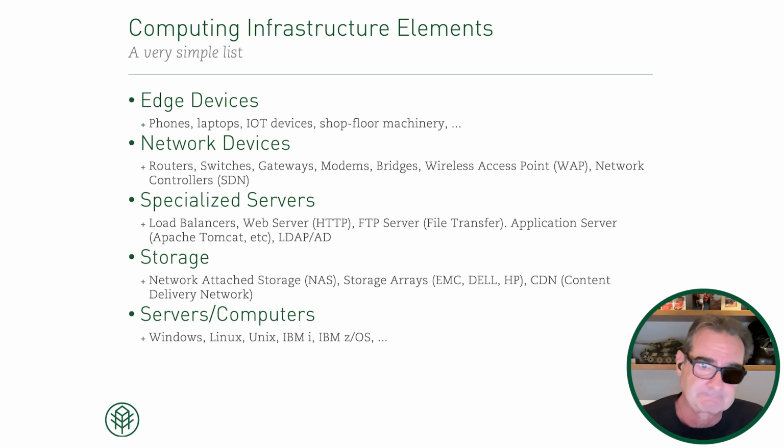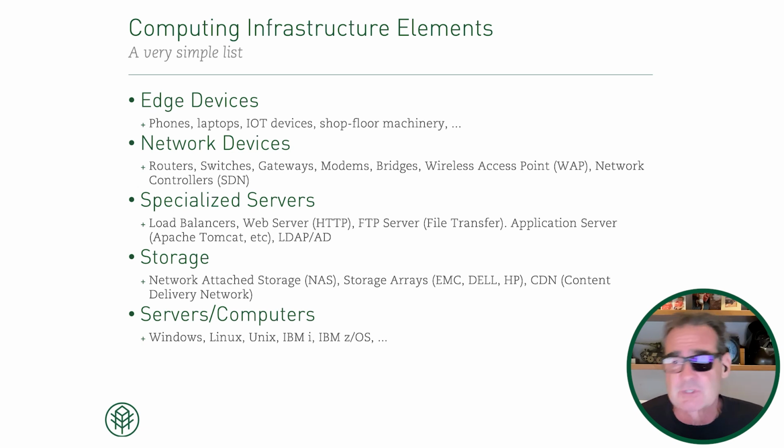Now, you also have some specialized servers that can be kind of like an edge device. So things like a load balancer or a web server, i.e. HTTP server, or an FTP server, or an application server. So that would be a web server with an application layer like Apache Tomcat, or an Active Directory server. These are typically going to be running on a native operating system like a Linux box or a Windows box, but they may be dedicated to a very specific function.